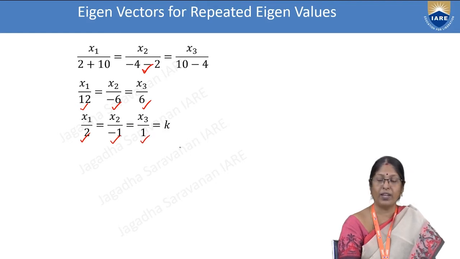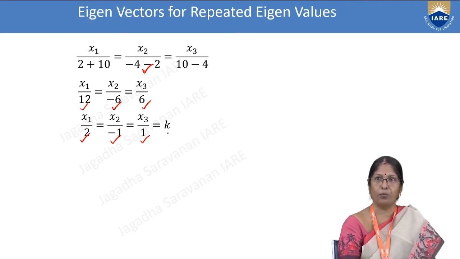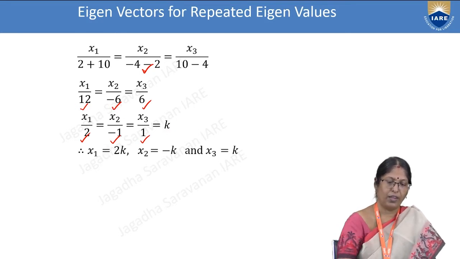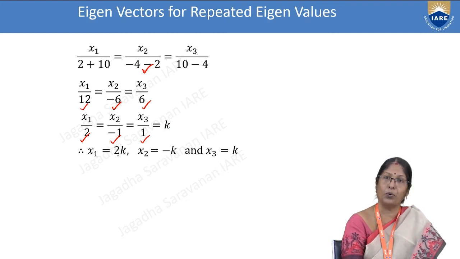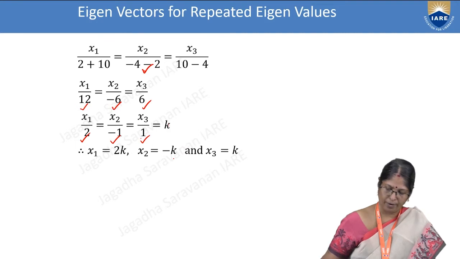6 by 6, we got 1. The arbitrary constant that we are taking as k. Arbitrary constant means we can assign any values, but it still remains unaffected by the changes in the value of the variable. So for this k, the arbitrary constant, you can see here now, x1 equal to 2 into k, 2k, minus 1 into k, minus k, 1 into k, k. We can assign any values, but we are taking simply k as 1.